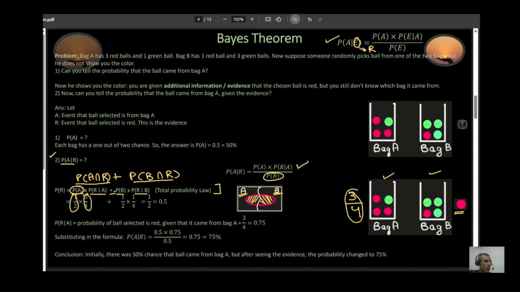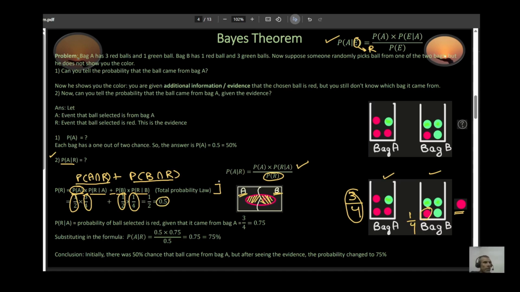Plus, now let's look at the probability of B. What is the probability that the ball came from bag B? Again, 1/2 because there's only 2 bags over here. So it's going to be 1 over 2. Now, what is the probability that the ball is a red ball given that it came from bag B? Well, how many red balls do you see over here? There's only one red ball, this one right here. So the answer would be 1 over 4. And this is how I got 1 over 4. So substitute your values in there and your answer would be 0.5. So the probability of getting a red ball is 0.5, 50%.